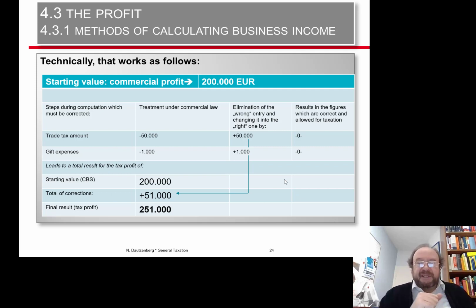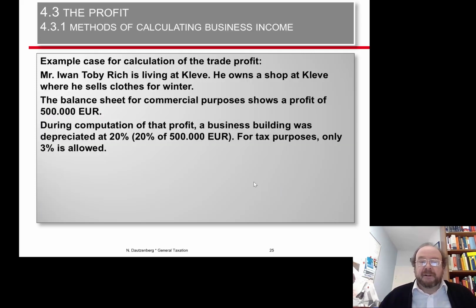Now, if we see what we have to change in the different entries, we started with 200,000. We had to eliminate 50,000 and 1,000 by adding them back. And so we had corrections of plus 51,000, and our final result ended up as 251,000 commercial law profit, and then corrections eliminating 51,000 minus amounts led to plus 51, so we end up with 251,000.